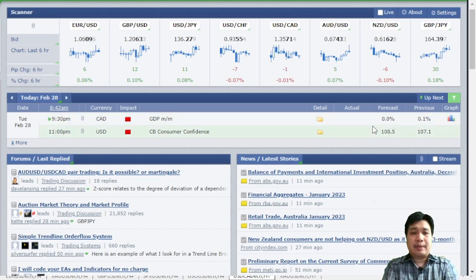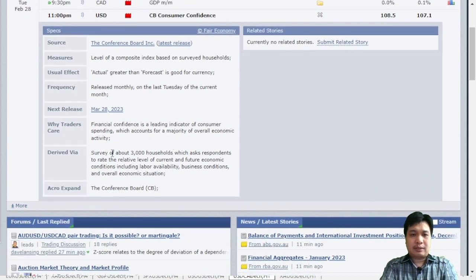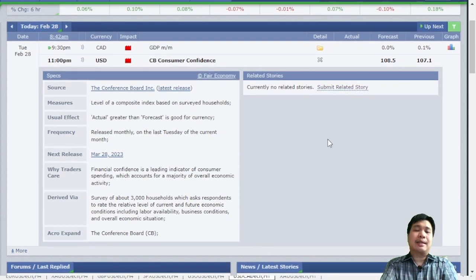Also, we will have consumer confidence in the U.S., which is forecasted to rise to 108.5 from previously 107.1. Consumer confidence is a survey of about 3,000 households which asks respondents to rate the relative level of current and future economic conditions, including labor, affordability, business conditions, and the overall economic situation. So if the figure is rising, it means the confidence of the consumer is better than the previous period.